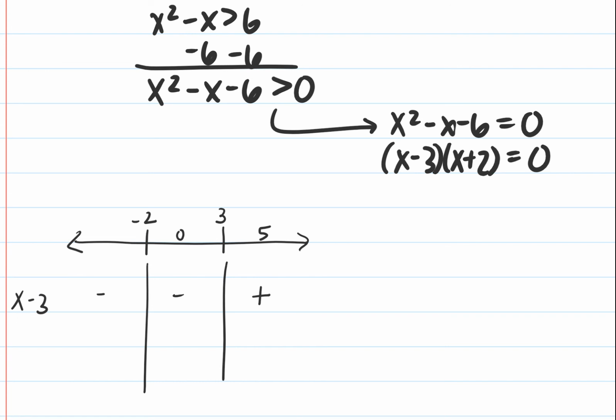For example, if you substitute in the number 0, 0 minus 3 is negative. Or negative 10. I'm just picking any number less than negative 2. Negative 10 minus 3 is also negative.